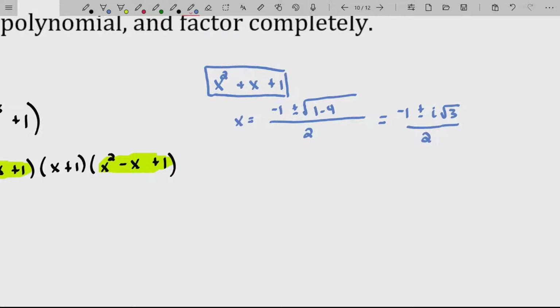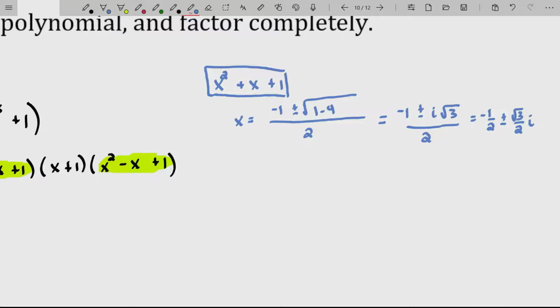You should write this in standard form, being -1/2 plus or minus square root of 3 over 2 i. That's the standard form for a complex number. It's just better to write it as the real part and the imaginary part. And then you move everything over to the left side.